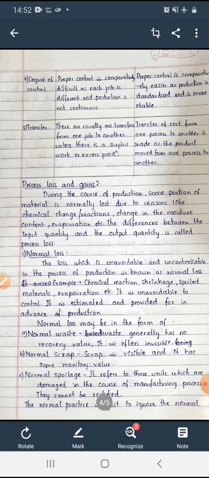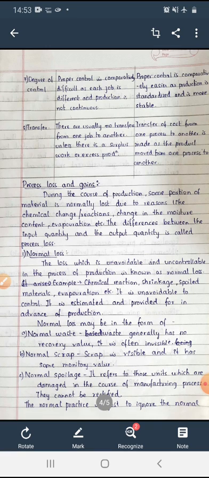Now we'll see what the types of process losses and process gains are and what the treatment is in problems. During the course of production, some portion of material is normally lost due to reasons like chemical change or chemical reactions, changes in moisture content, or evaporation. The difference between the input quantity and the output quantity is called the process loss and process gain.